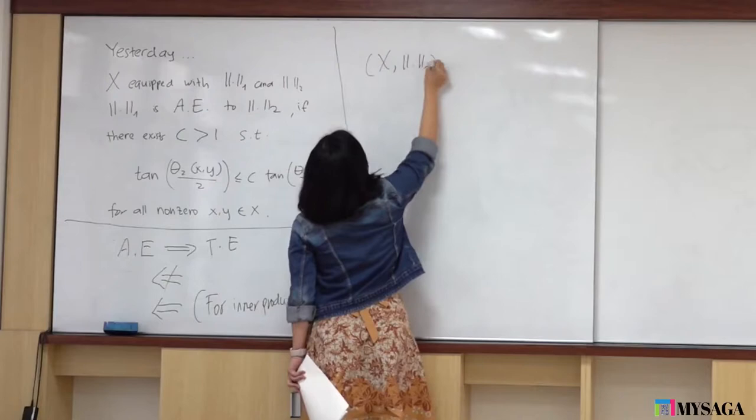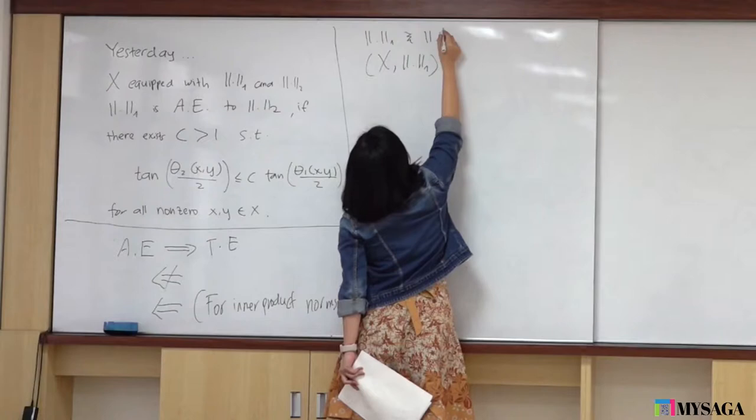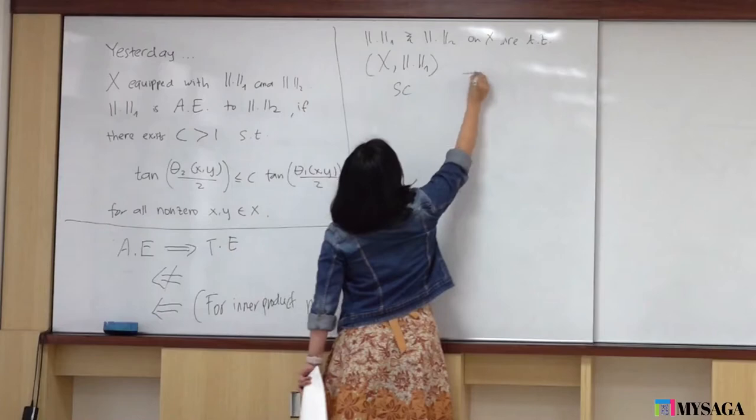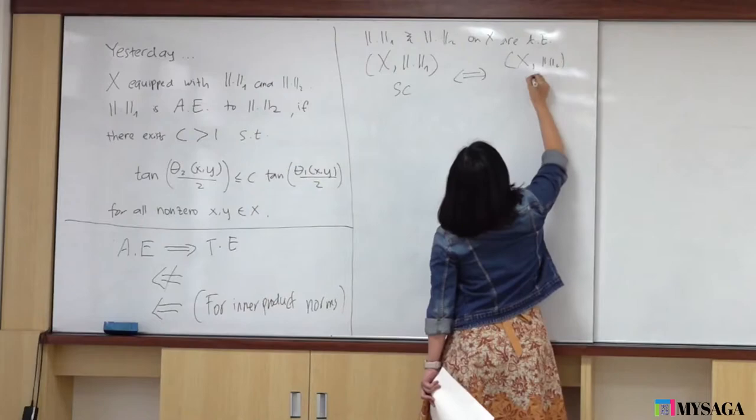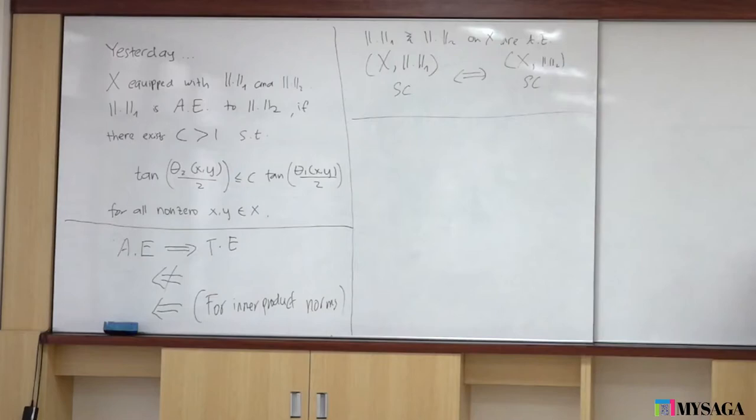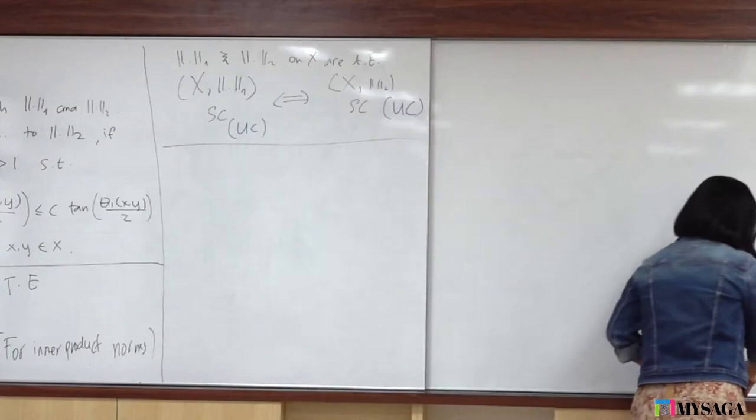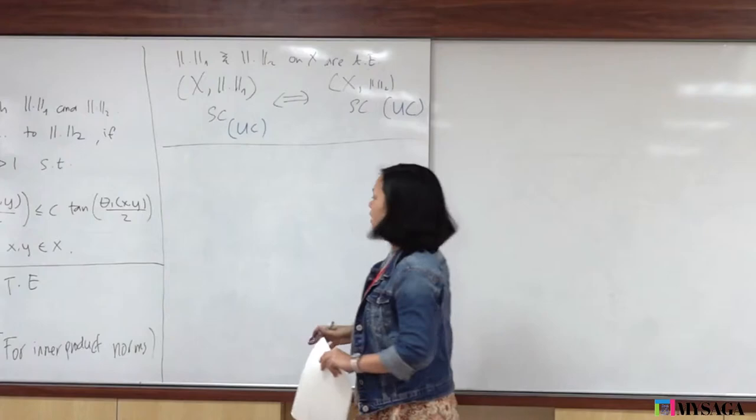Also, yesterday I mentioned that if you have X with norms 1 and 2 that are angularly equivalent, then this is strictly convex if and only if this guy is strictly convex, right? Same holds true for uniformly convex, but we use a different argument. It's also true. So the notion of angular equivalence preserves convexity, yeah? Unlike topological equivalence.